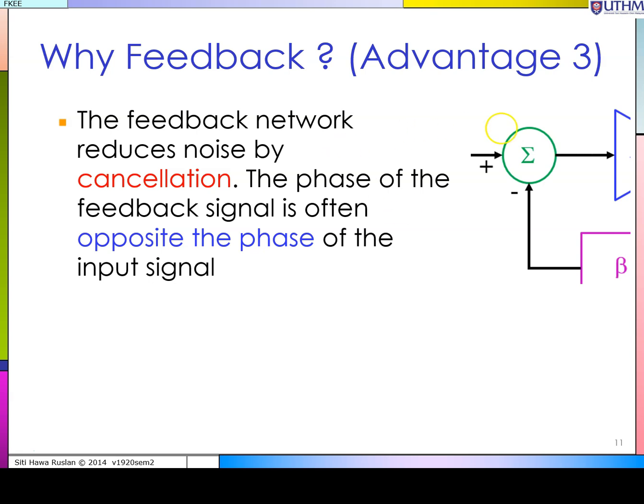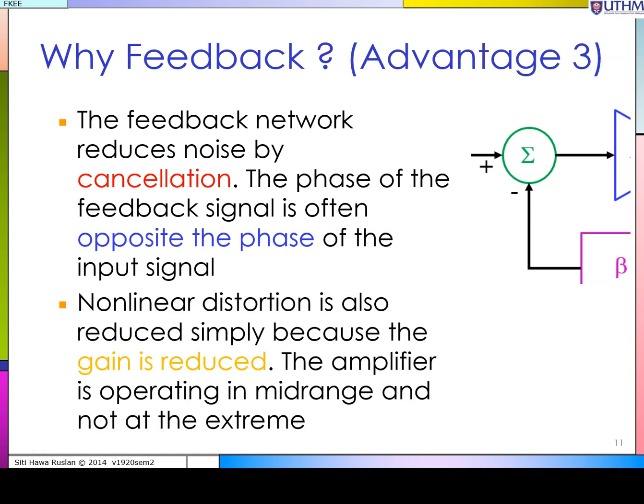If you look over here, the noise is cancelled because this is the source signal, and this is the feedback signal. It is out of phase. Since it is out of phase, it will be cancelled out. It is opposite in phase. So that is how the noise is reduced by a negative feedback circuit.